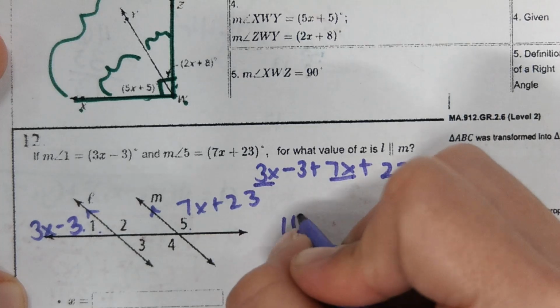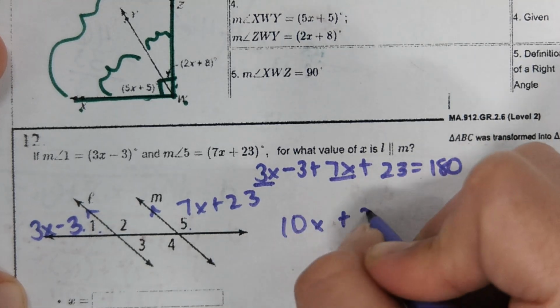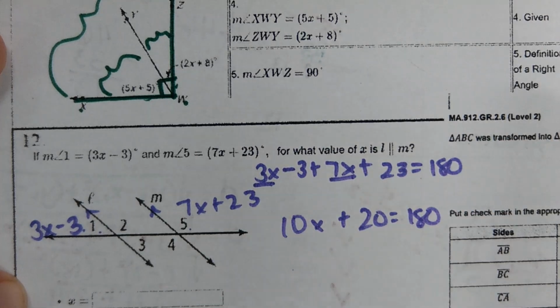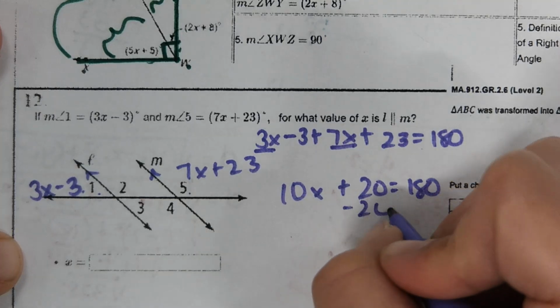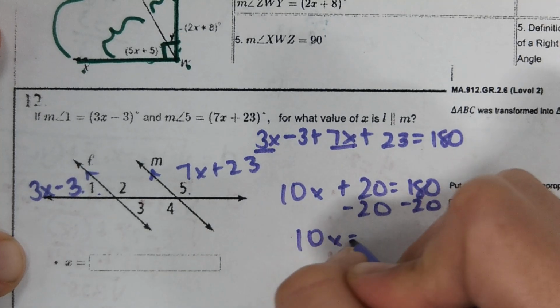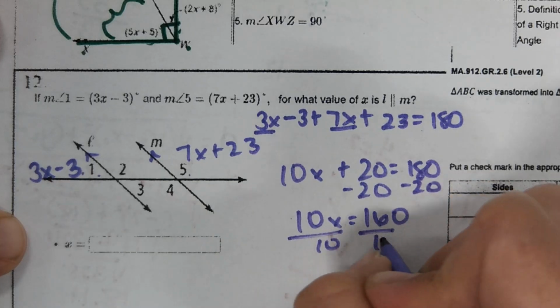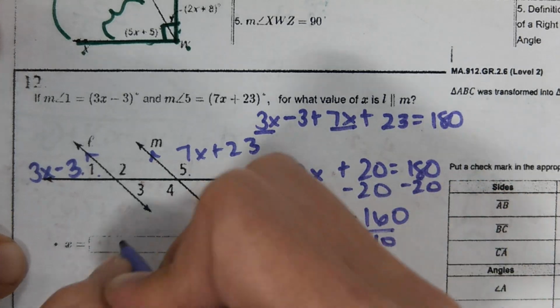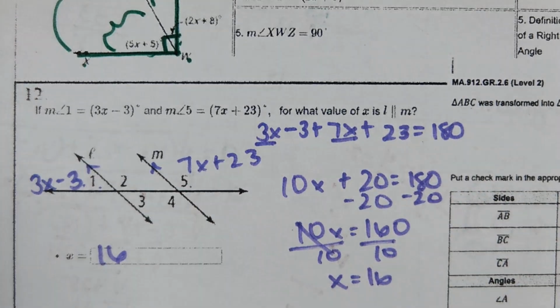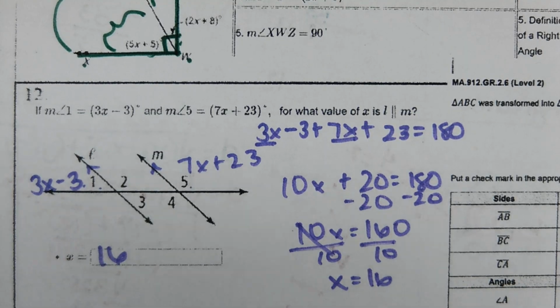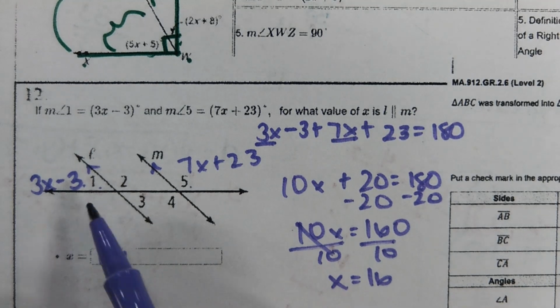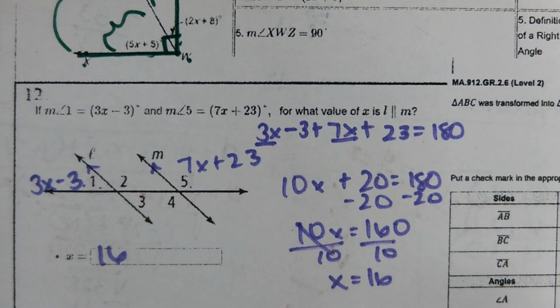Combine my like terms. Subtract 20 from both sides. 10x equals 160. And I get x equals 16. If they asked for the angle measure, I would have to plug it back in to find the angle, but they didn't ask for that.